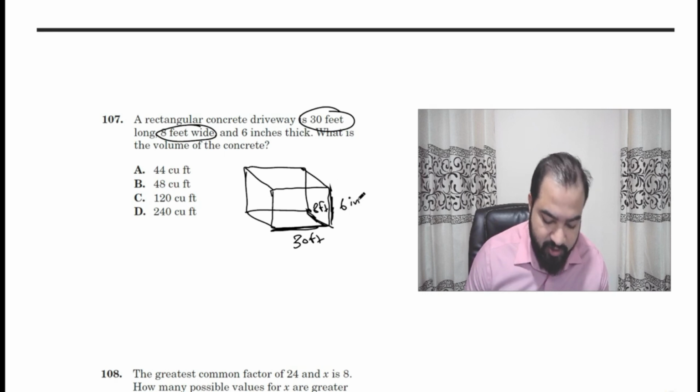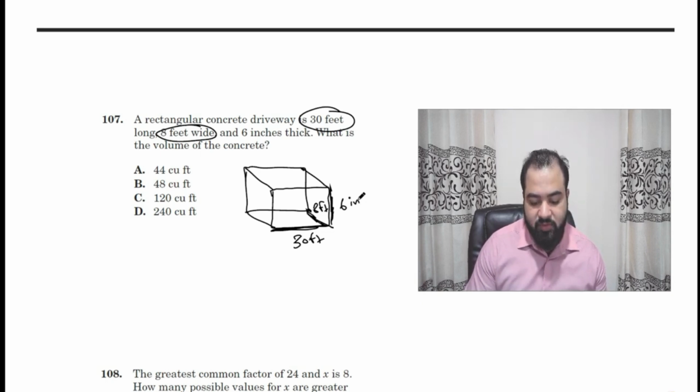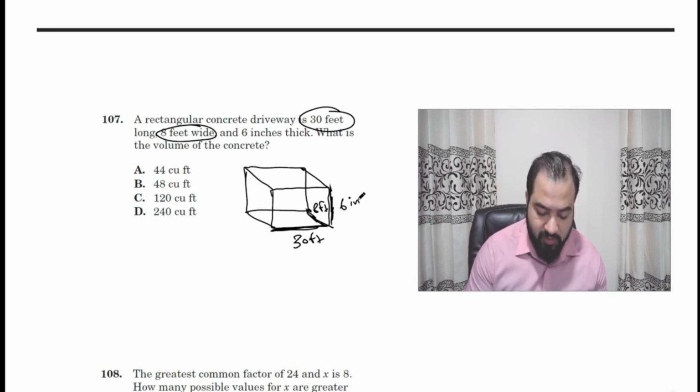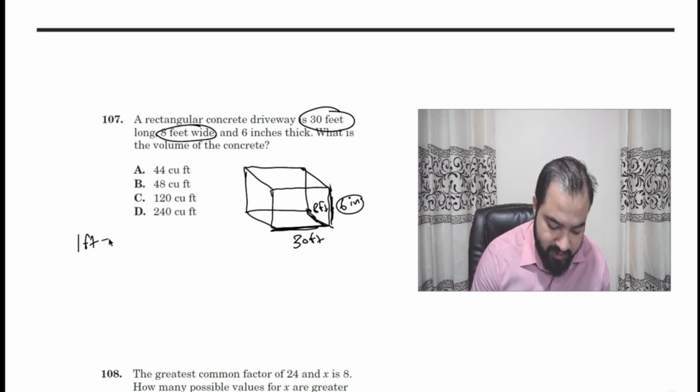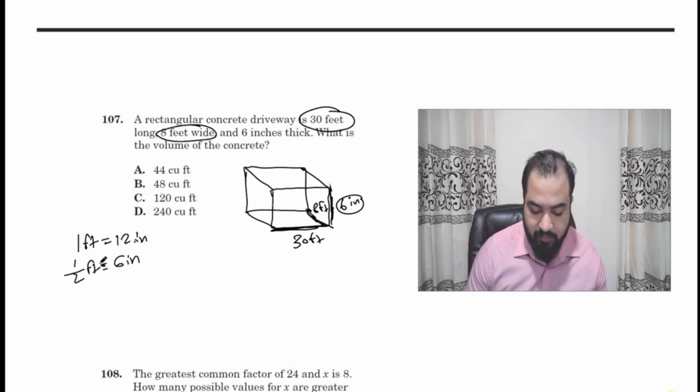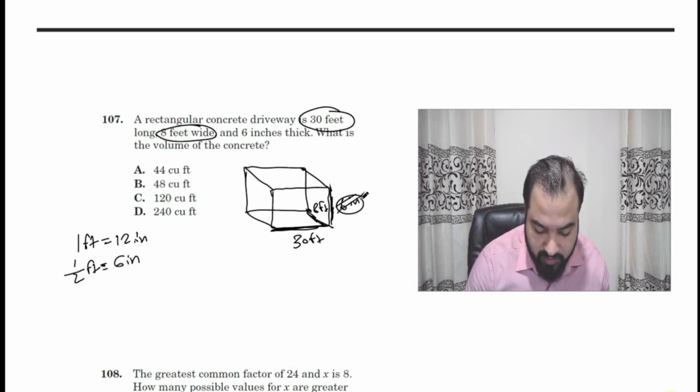Now the point is there are two different units, like inches and feet. So 6 inches we can convert into feet. We know that 1 foot is 12 inches. So we have 6 inches, so that's half of a foot. So 6 inches means 1/2 of a foot. Now, 6 inches we can convert into 1/2 foot.